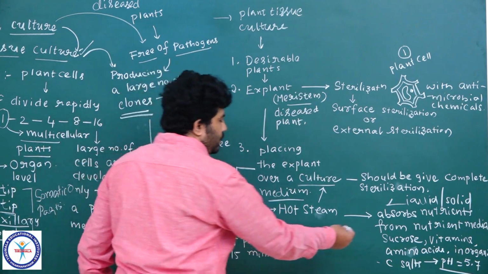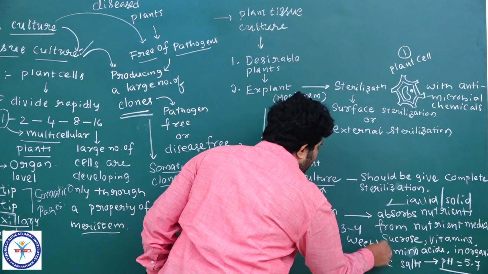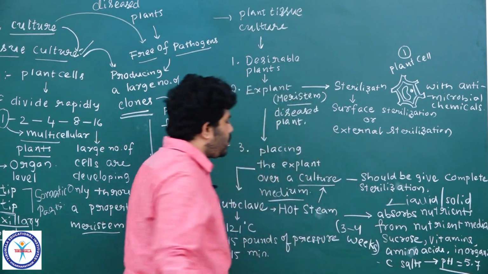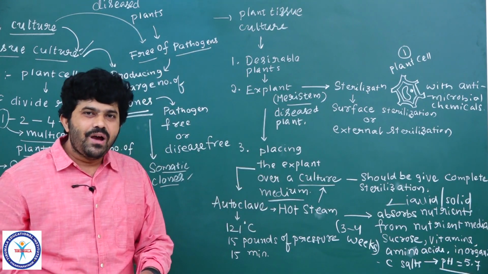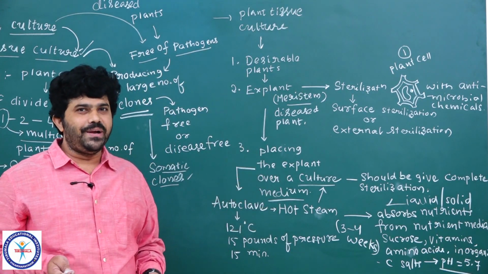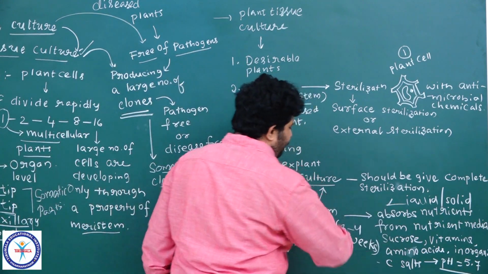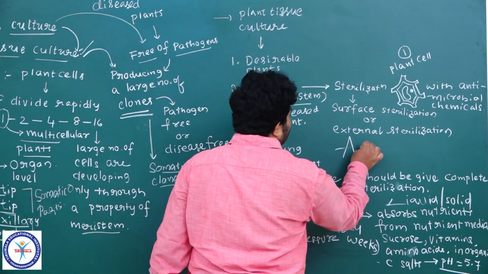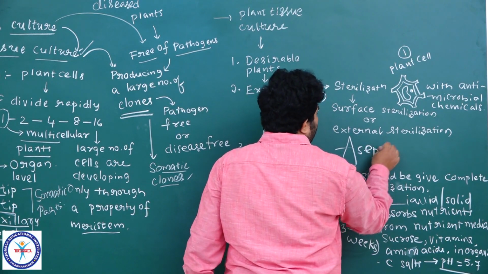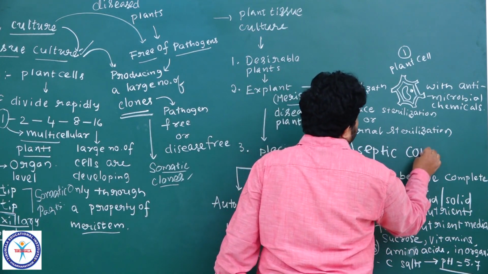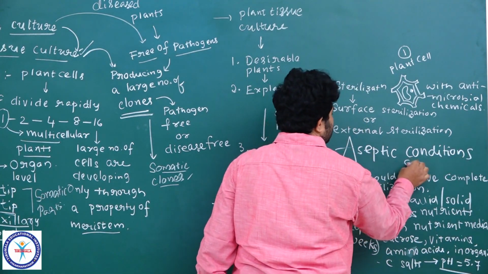After that we have to give it time, nearly 3 to 4 weeks. After the inoculation of the explant, inoculation means placing sterilized explants over a sterilized nutrient media. Now, got the point? All of this is done only in aseptic conditions. Aseptic conditions means pathogen-free or laboratory conditions.